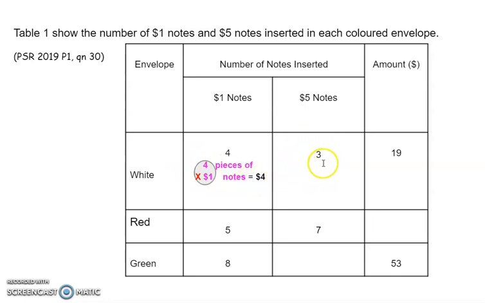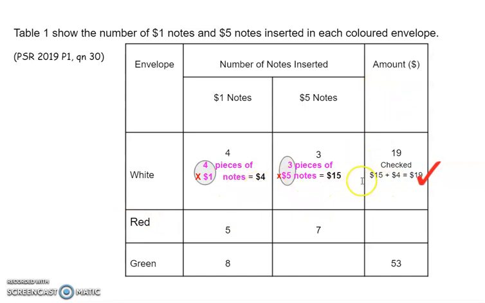Okay, how about here in the white envelope? How many $5 notes do you have? 3. How much would it be in total? So again, 3 pieces of $5 notes. So you get 3 times 5 is equal to $15.